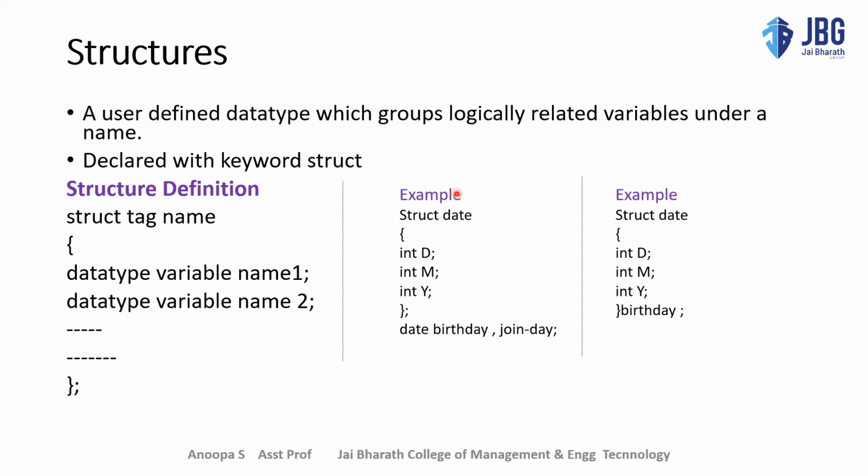Now an example, struct date. This is a tag name, date. Within the brackets I have int d, d for day, int m, m for month, int y, y for year. So I have closed the structure declaration. Now if I want more variables or more structures with this same data, I can declare date birthday. That means birthday is also a structure with these elements. Join day is also a structure of the same type date with these elements. So this is one way of declaring other structures.